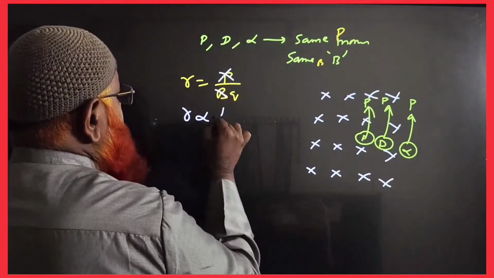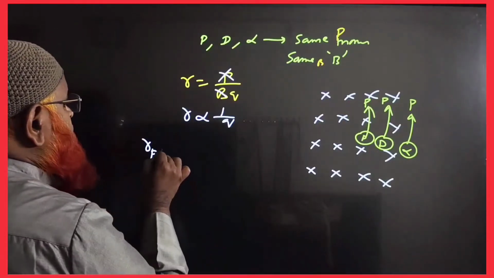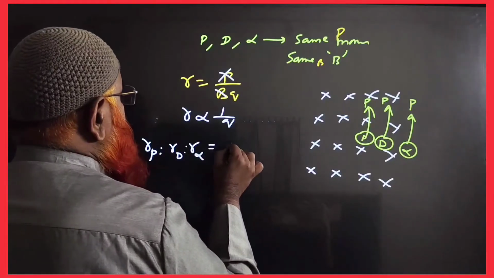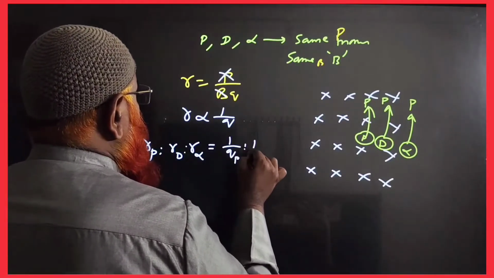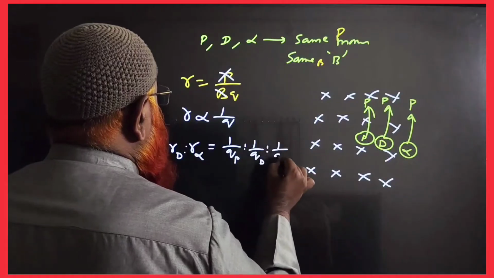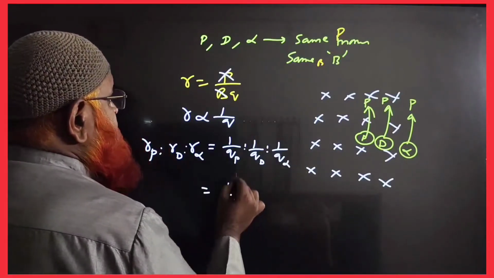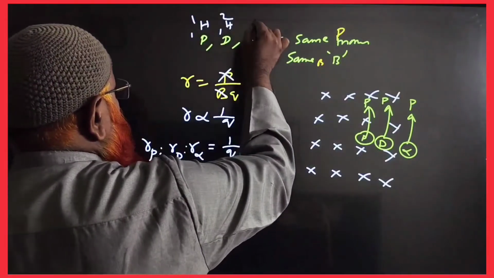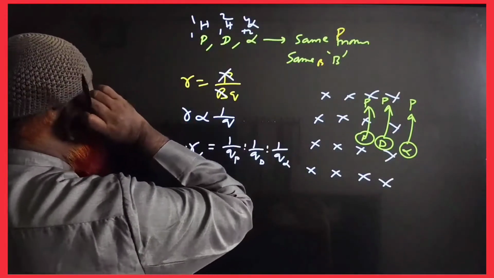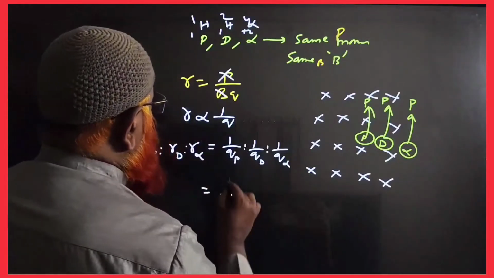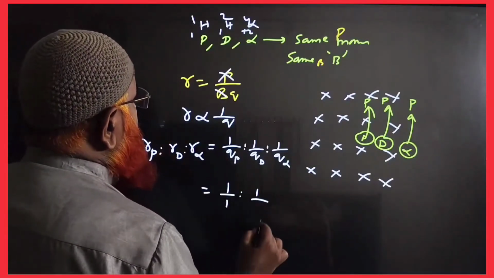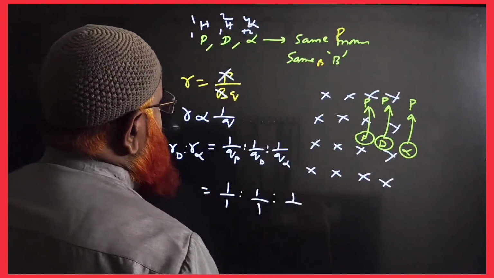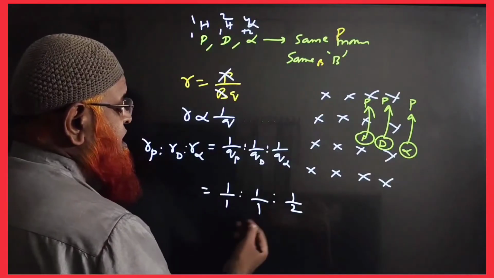So R is inversely proportional to q. So radius of proton, radius of deuterium, radius of alpha particle is equal to 1 by q of proton, 1 by q of deuterium, 1 by q of alpha. Proton means H, mass 1 and charge 1; deuterium means mass 2 and charge 1; alpha means mass 4 and charge plus 2. So 1 by q proton is 1:1, 1 by q deuterium is 1:1 only, and 1 by q of alpha particle is 1:2.